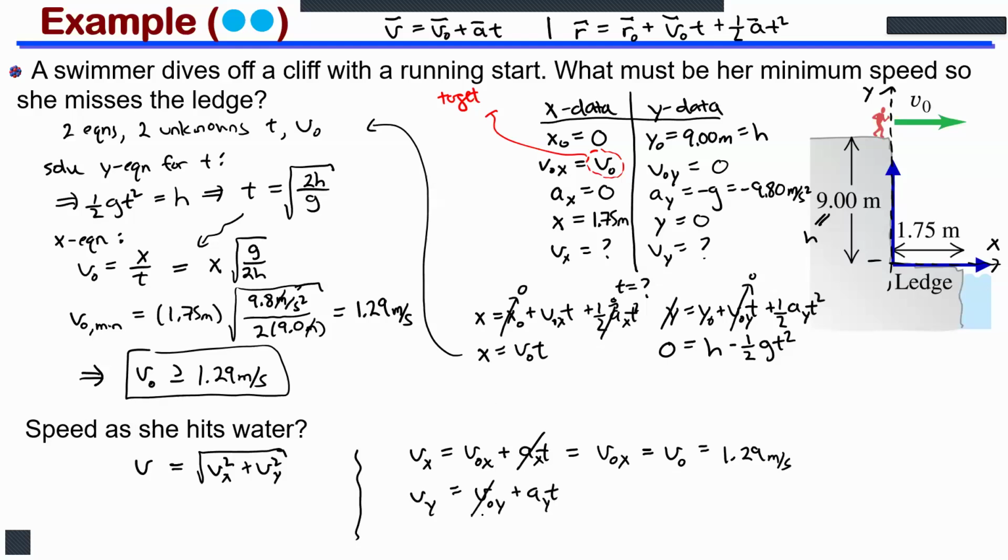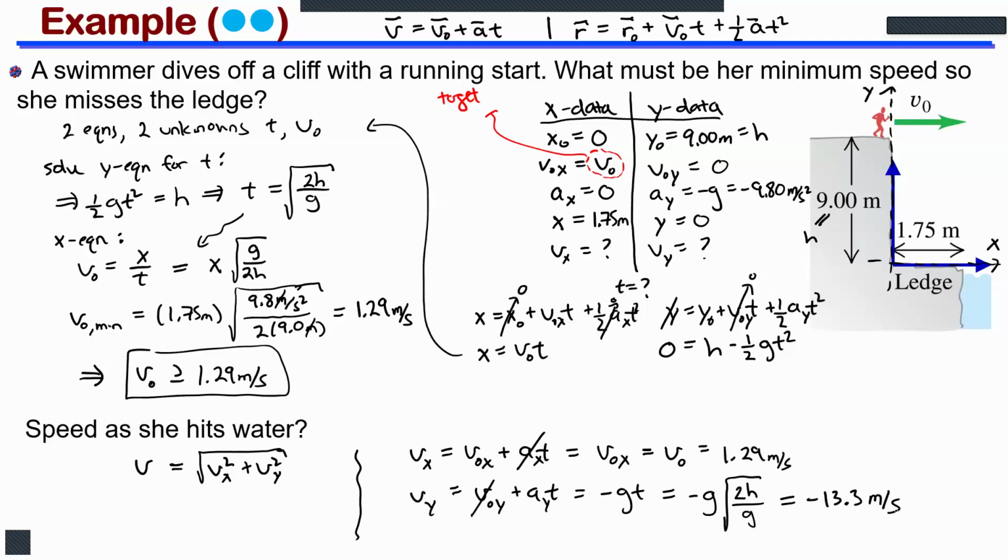Meanwhile, vy is v naught y plus ay t. We don't have initial velocity in the y in this problem. ay is minus g, so this is minus g t. And now we can grab that time that we found earlier, and that was square root 2h over g. And so now when I plug in numbers here, I get negative 13.3 meters per second.